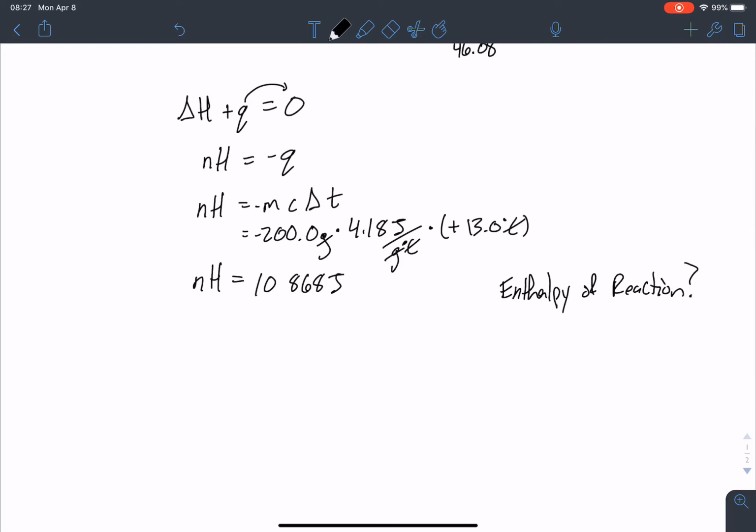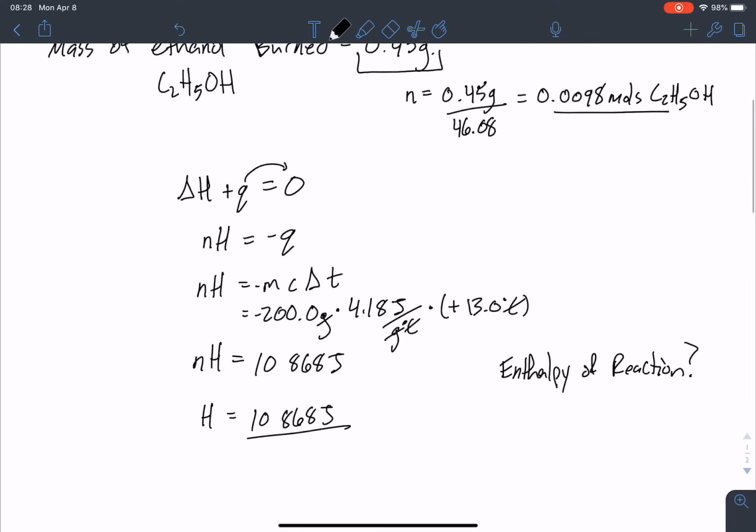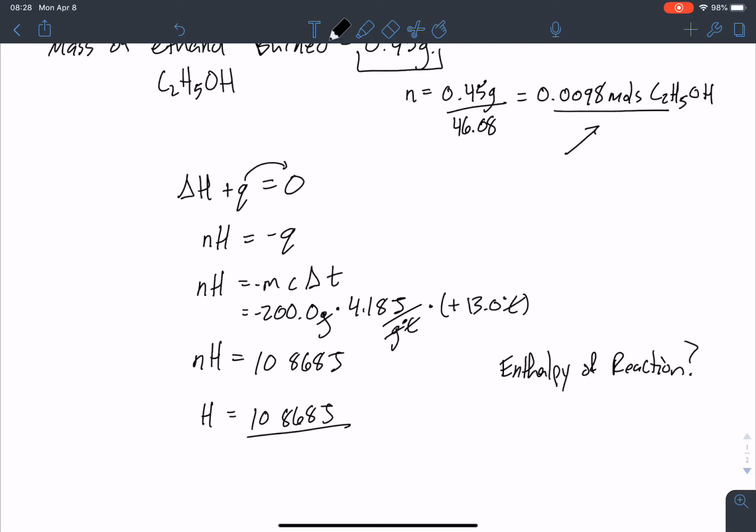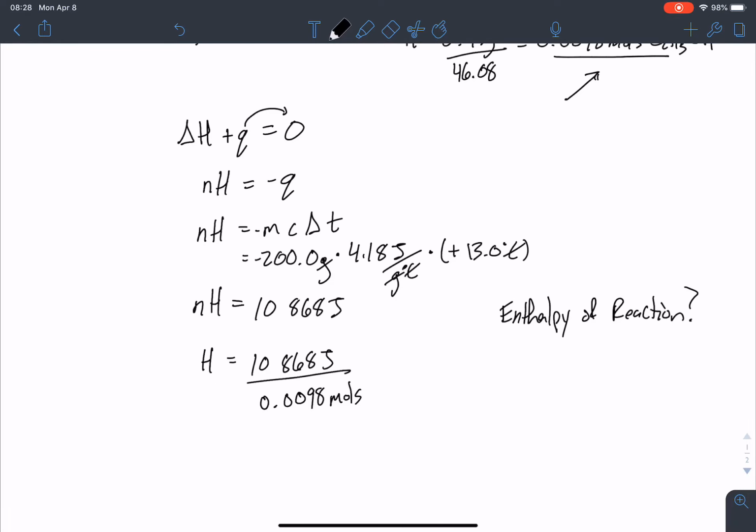And so this is where we need to do a little bit more work, where H, again, is the enthalpy of reaction, and we'll have 10,868 joules, but we must divide that now by the number of moles of ethanol, right? So the number of moles of ethanol, 0.0098 moles. And so H now, we're going to actually get a perfect value in joules per mole, right? So that's how our H constants are always calculated. So 10,868 divided by 0.0098.